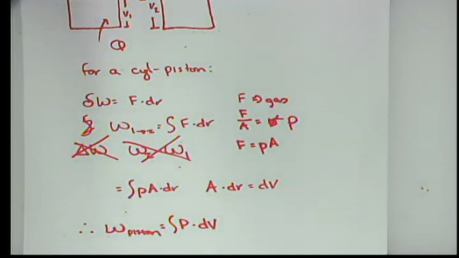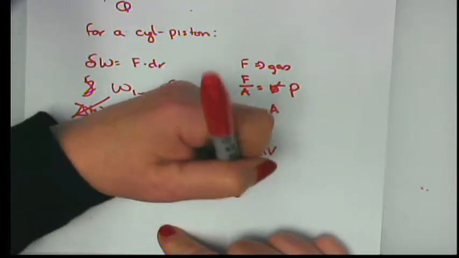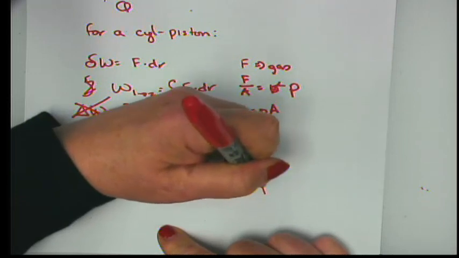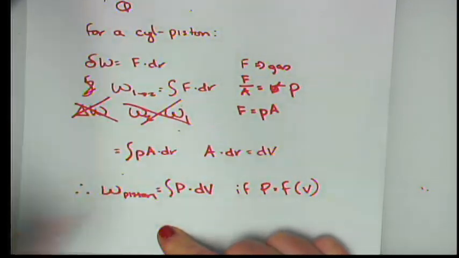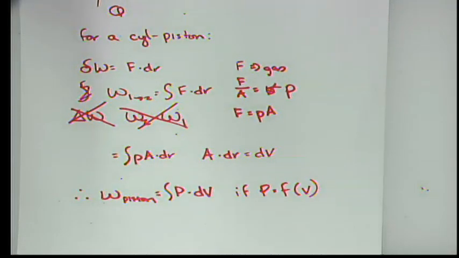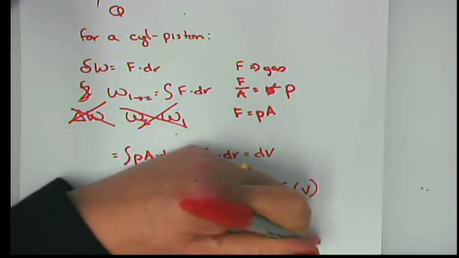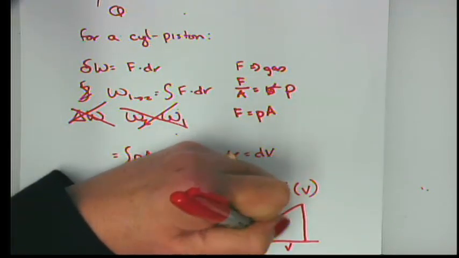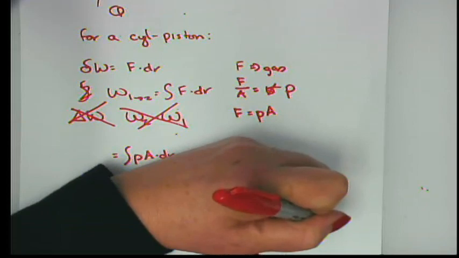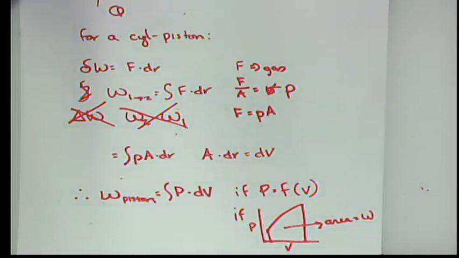And so that makes for some interesting consequences, doesn't it? If we have P as a function of V, we can then integrate that directly. Or if we have a curve of pressure versus volume, we can find the area under the curve. Okay? And those are the things we'll talk about in a little bit, not necessarily today.